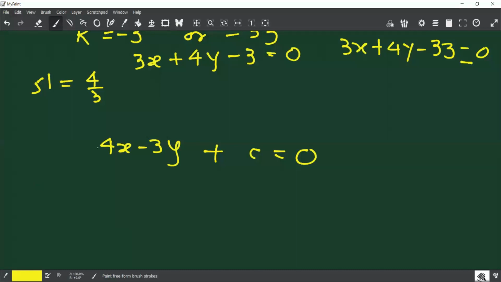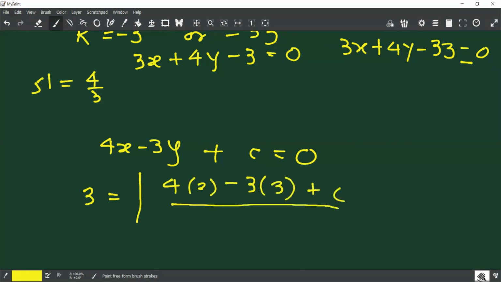Okay. So it is 4x minus 3y plus c is equal to 0. Again, the distance is going to be 3. So 4 into 2 minus 3 into 3 plus c upon root of 4 square plus 3 square is going to be 5. So you all got the value of c. You will either get 16 or minus 14. Same as this: this is 8, minus 9. So it is mod of c minus 1 is equal to 15.